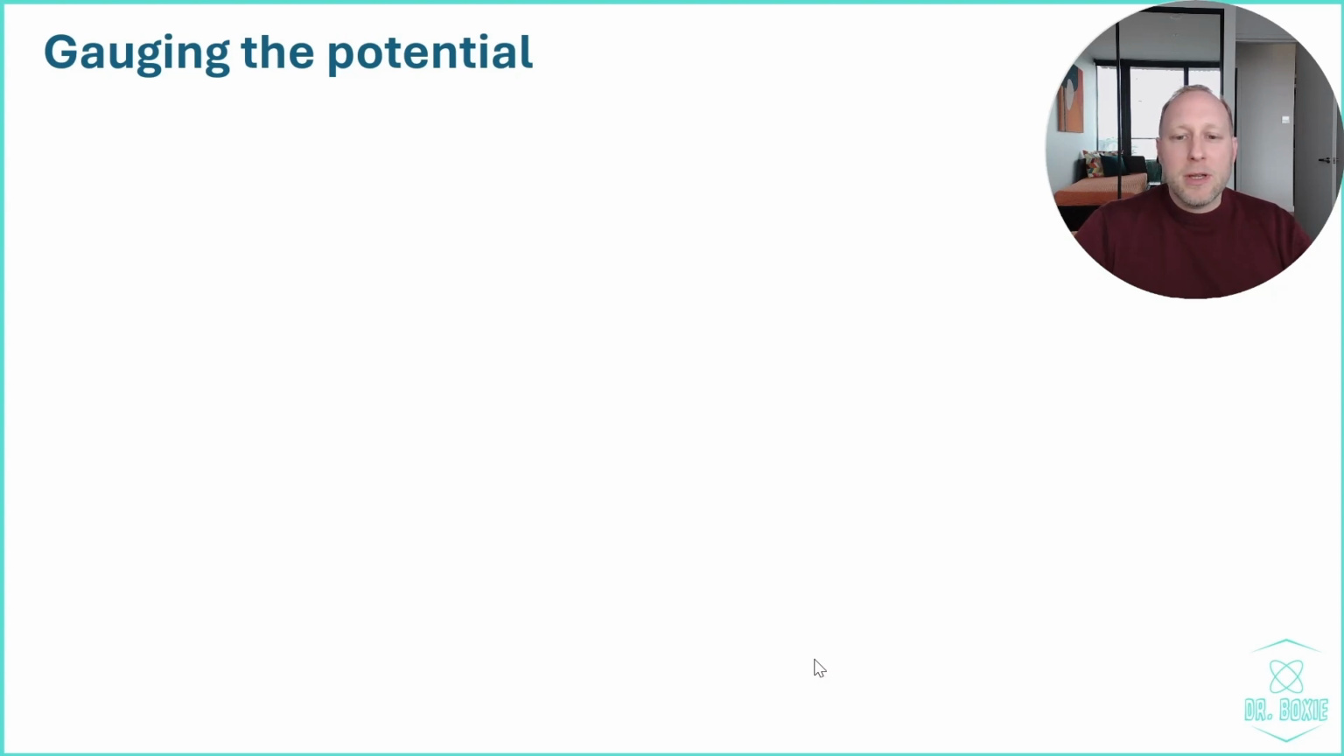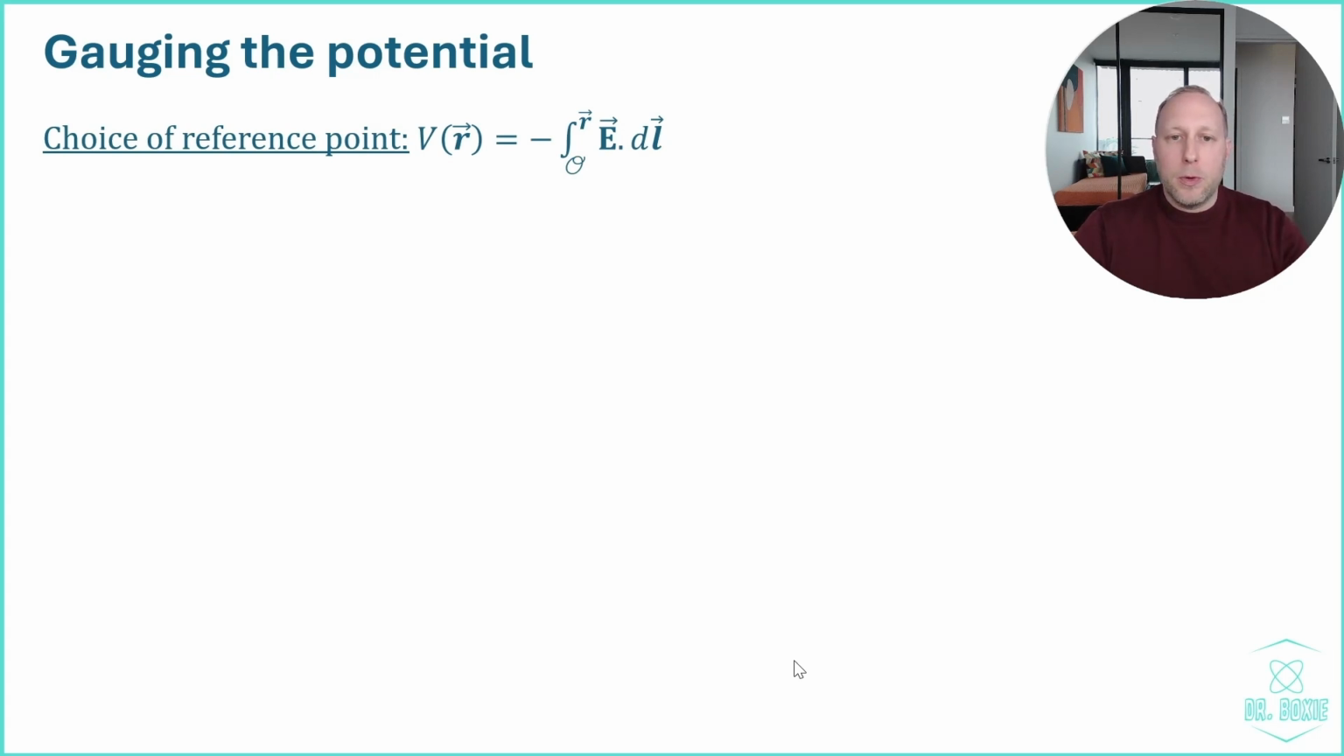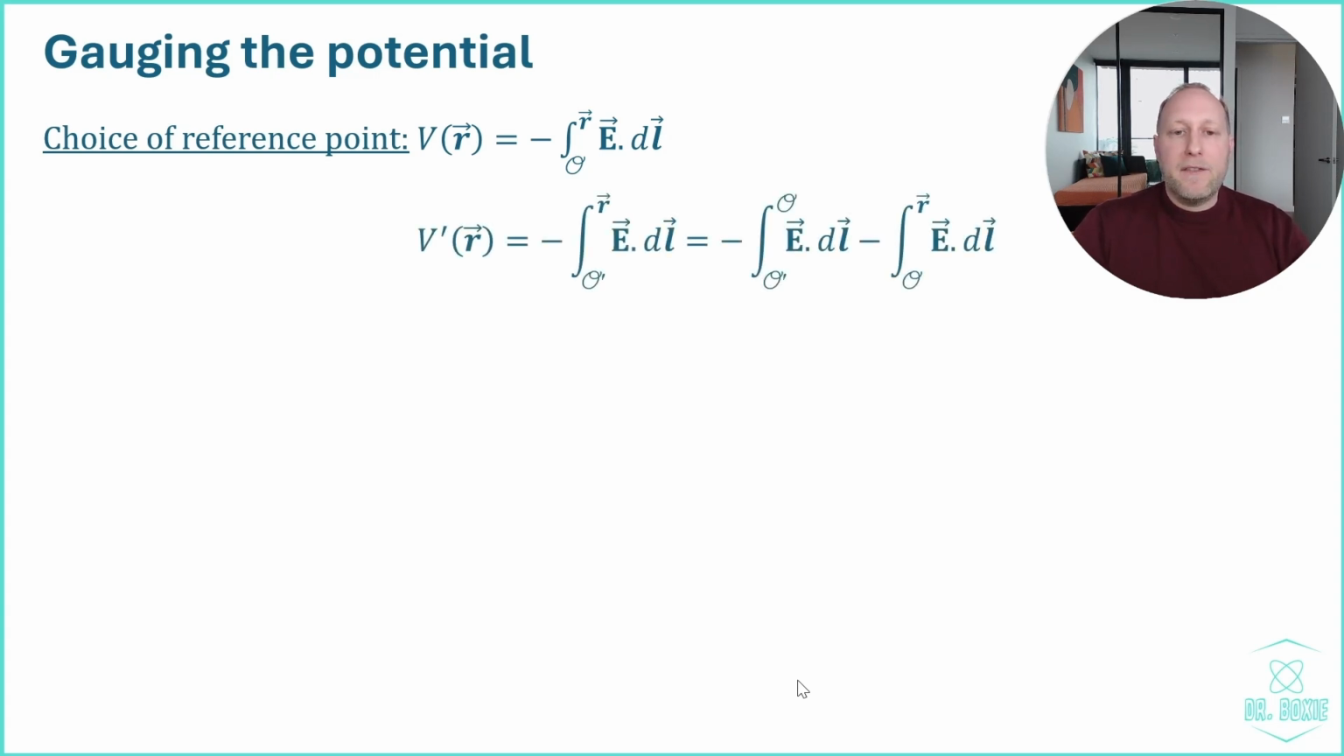I also want to mention the role that the reference point plays in the definition of V. So we define V as negative the integral from some reference point O to a point R. But what if we had chosen a different point? So let's say I choose a point O prime and I define the potential using that point as a reference. I define that one as V prime.